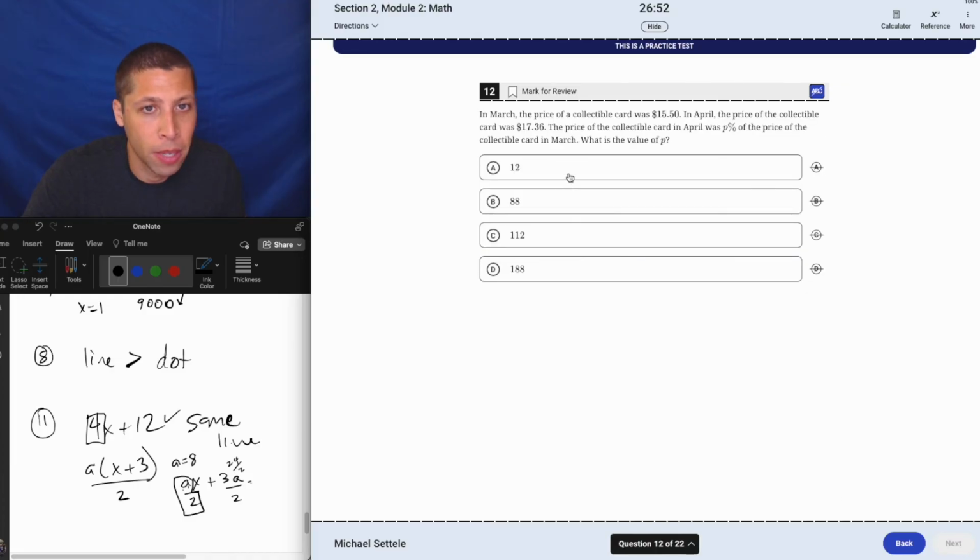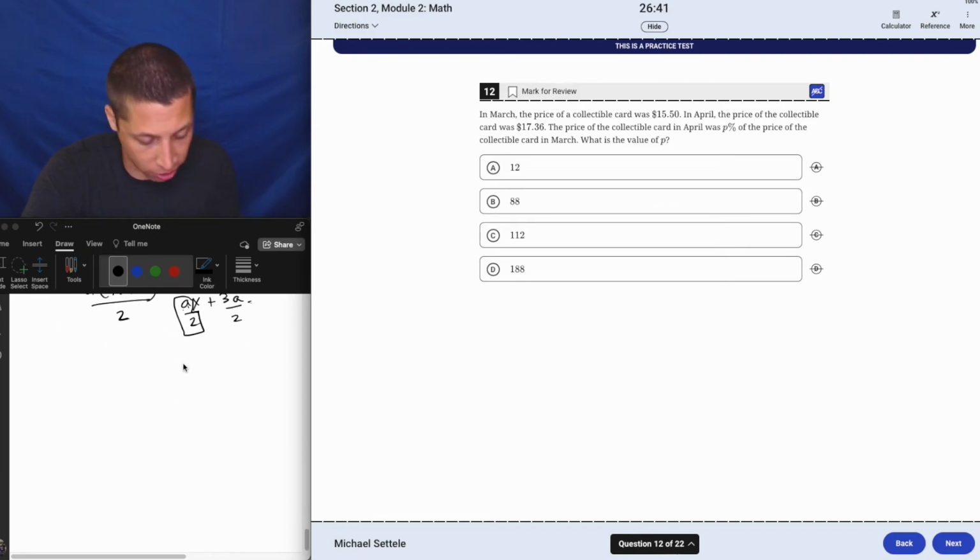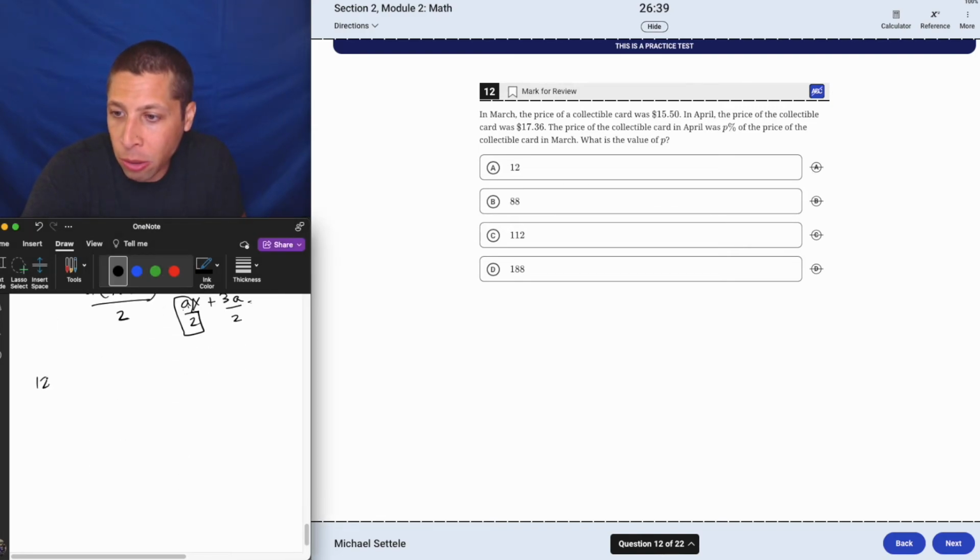In March, the price of a collectible card was $15.50. In April, the price of the collectible card was $17.36. The price of the collectible card in April was P% of the price of the collectible. Okay, so this is just open formula again, but this time because they use the word of, we're just using a regular old open formula. This is where it gets its name. It looks like the word open.